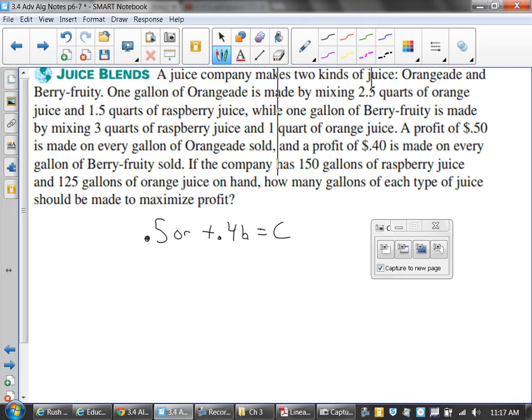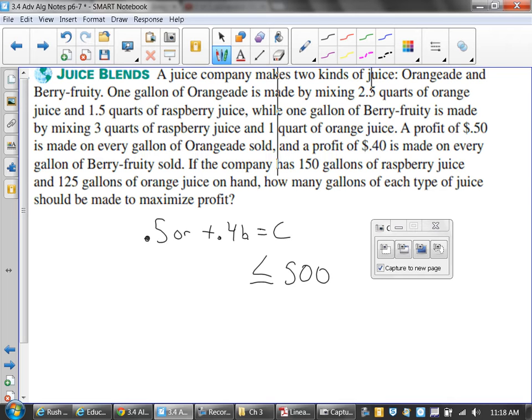After that, you have orange juice and your berry fruity. Well, this is where I told you guys, they're talking about you have so many gallons on hand, but they're mixing it in terms of quarts. Convert your gallons to quarts. So it wound up being 500 gallons of the orange juice. Oh, 600? Okay, so it's 500 of the raspberry juice.